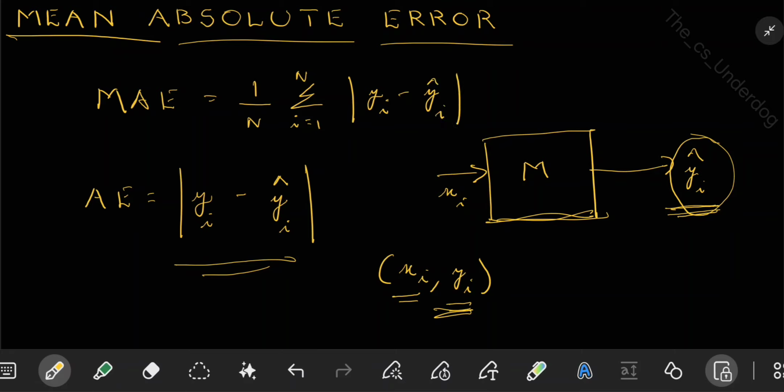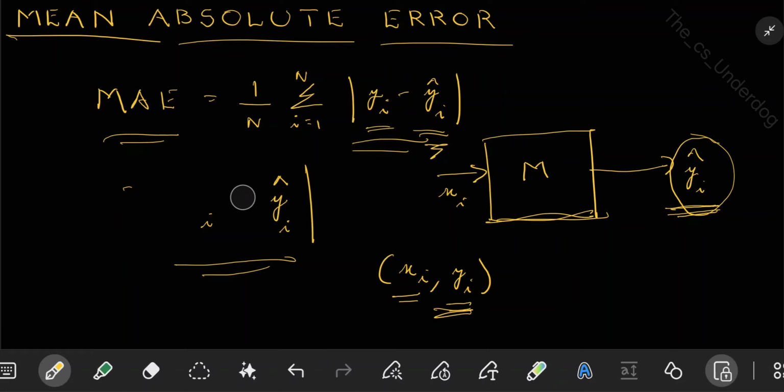So at this point, you can understand that this mean absolute error measures the average absolute difference between predictions and the actual values. So this is the significance. The intuition is like this: on average, how much are your predictions off from your actual values? This is the intuition behind mean absolute error.